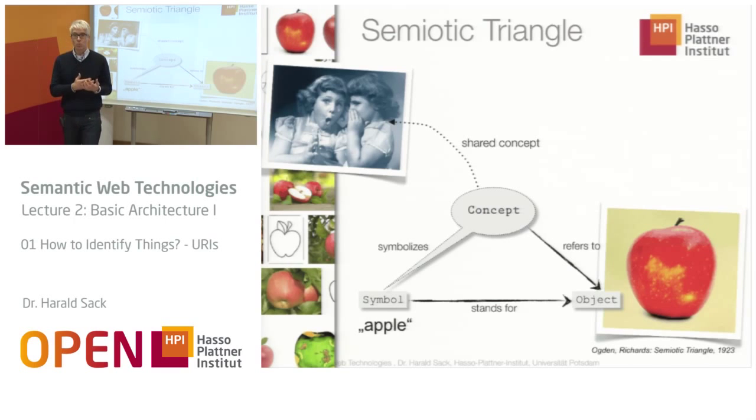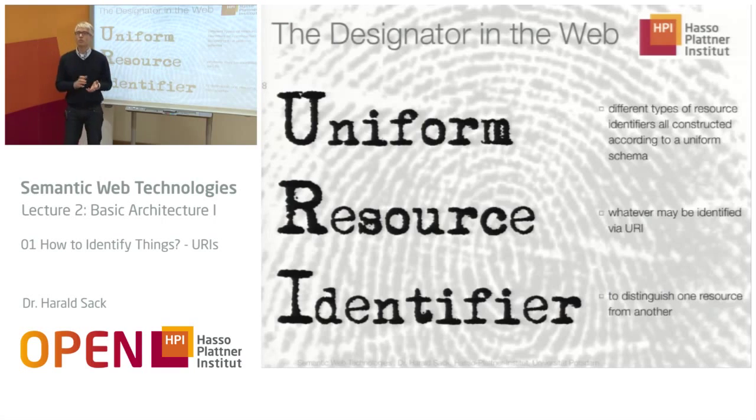So what we have to do is identify the things we are talking about. We need representations for these things also in the semantic web. And in the semantic web, we have the uniform resource identifier. So what does it mean?